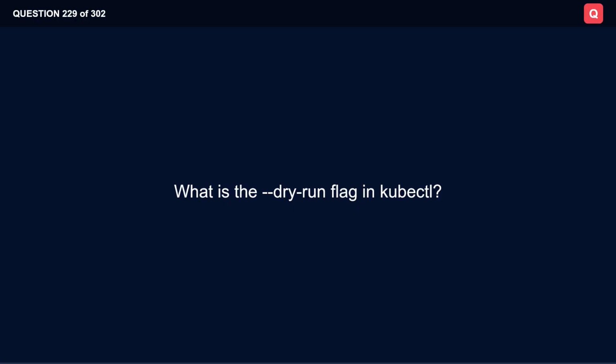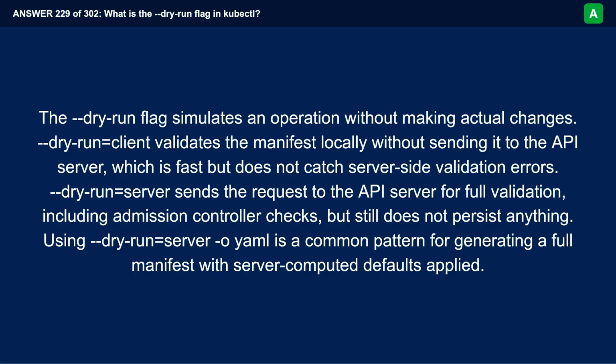What is the dry-run flag in kubectl? The dry-run flag simulates an operation without making actual changes. --dry-run=client validates the manifest locally without sending it to the API server, which is fast but does not catch server-side validation errors. --dry-run=server sends the request to the API server for full validation, including admission controller checks, but still does not persist anything. Using --dry-run=server -o yaml is a common pattern for generating a full manifest with server-computed defaults applied.